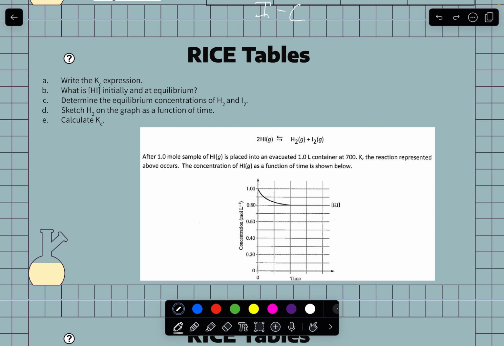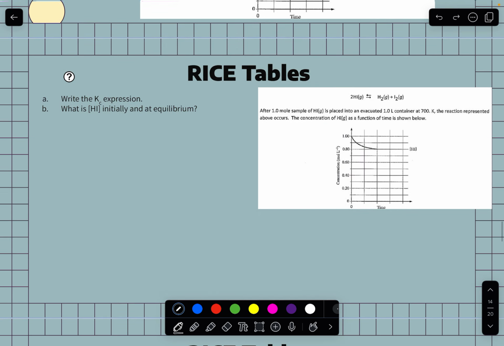Okay, we're going to split this into 5 parts. We're going to find the Kc expression. We're going to determine what our initial HI concentration is and what it is at equilibrium. We are going to determine the equilibrium concentrations for H2 and I2 using a RICE table. We're going to sketch that concentration on our graphs, and then we'll calculate Kc.